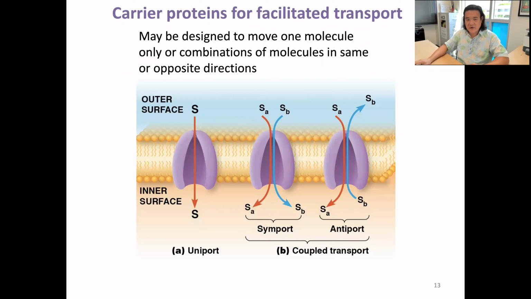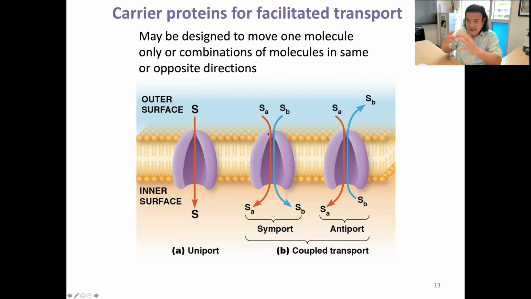So these types of carrier proteins can move things in pretty fancy ways. For example, they might be designed just to move one molecule. So here you have a solute, whatever this S is, moving through a carrier. And if that's all that this carrier protein does, like the GLUT1 transporter on the previous slide, then it's a uniporter, right? It just moves one thing through. However, things get a little bit more intricate and clever.